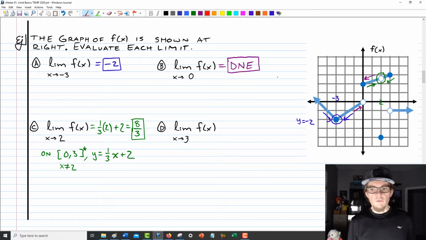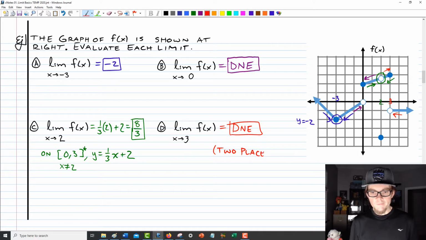Last but not least, I'll use red this time. We're interested in what's happening as x approaches 3, and I bet this is one that I could let you do really quickly. Take a look. Here's x equals 3. As we approach from the left, we approach y equals 3. As we approach from the right, we approach -1. This limit does not exist. It's going to 2 places, and 2 places might as well be no places, because you're gone. There's no limit. The limit has to be consistent on both sides.